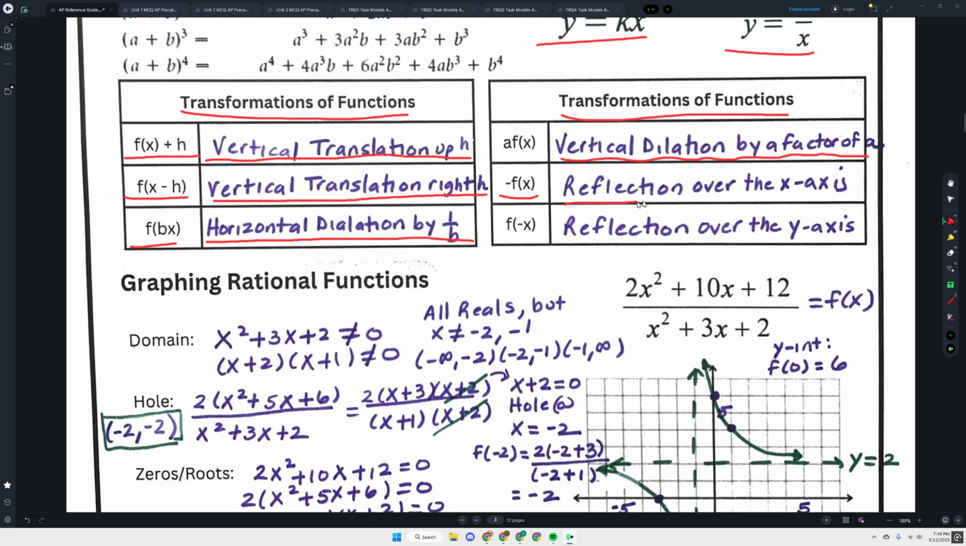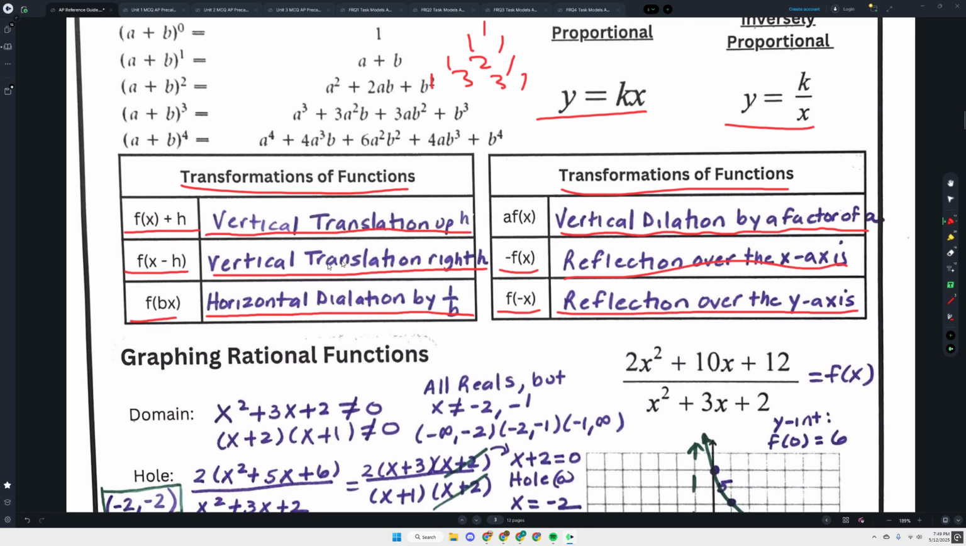Negative f of x is a reflection over the x-axis, and f of negative x is a reflection over the y-axis. Any questions on transformations? Because someone asked to go over transformations before.